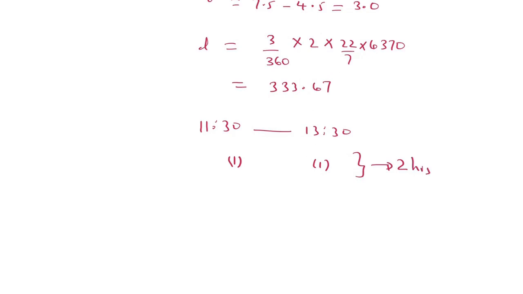Okay, so now let us substitute the value of distance and time in the speed formula. Then we are going to have speed equals 333.67 over 2, of which after solving the values, we are having 166.835. And this is going to be the speed of the ship in kilometers per hour.